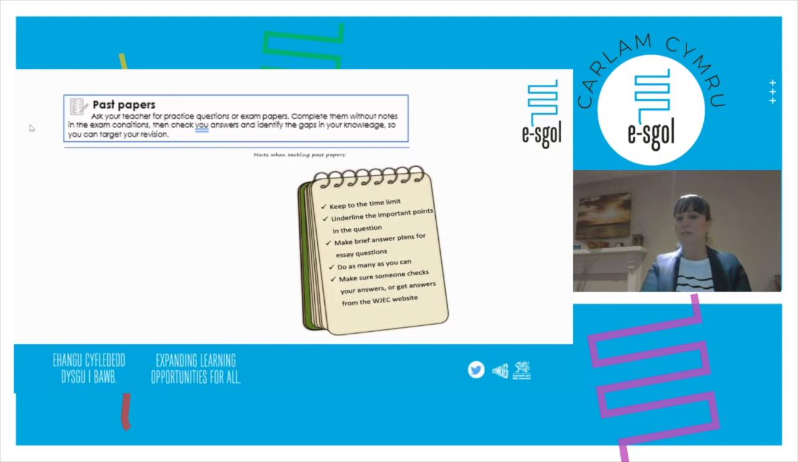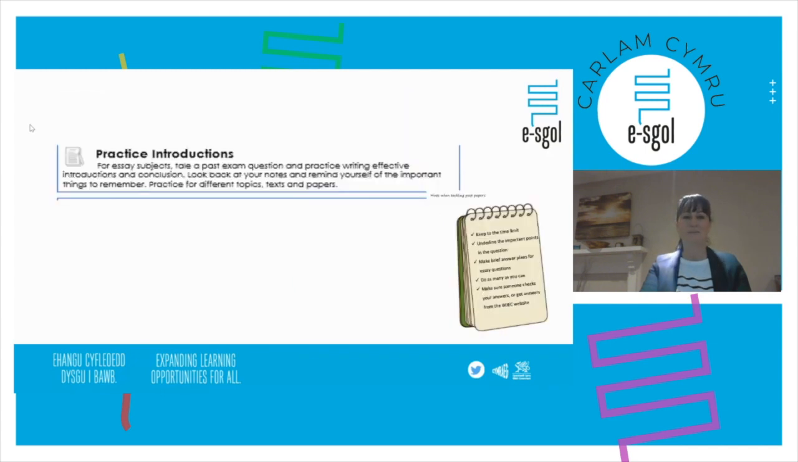So just some hints when you're tackling past papers. Try and keep to the time limit. Underline maybe the important points in the question, because that will help you to focus your answer. Make brief answer plans for essay questions if you didn't want to answer them fully. Do as many past papers as you possibly can, because they're really good for checking your understanding. And then make sure that someone checks your answers, or get the answers from the relevant websites and check to see what you are missing.